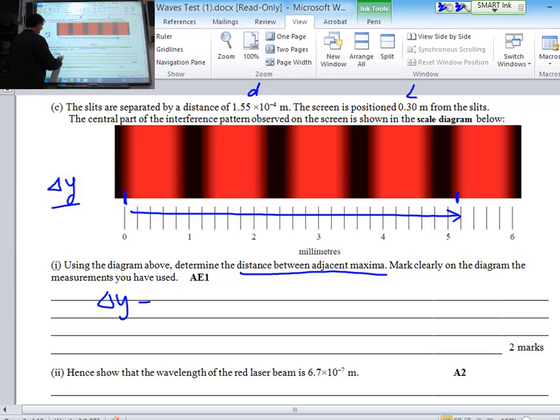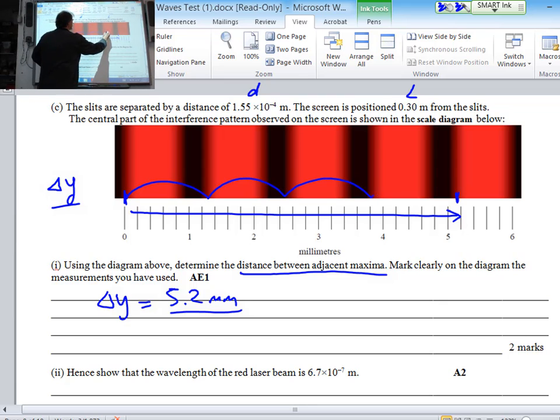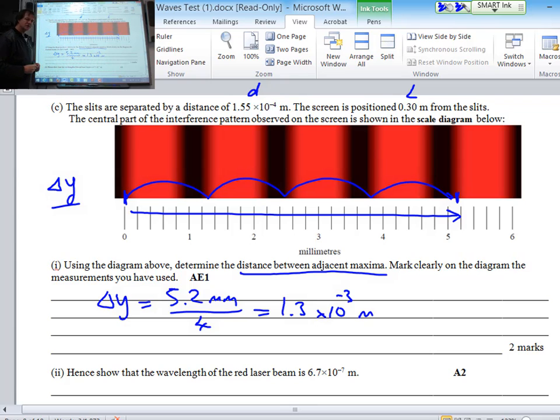And delta Y is 5.2 millimetres. Now, that's the total distance. You're going over 1, 2, 3, 4 fringes though. So for one fringe, you're going to divide that by 4. So you're going to get 1.3 millimetres, or 1.3 by 10 to the minus 3 metres if you like. So there's your fringe separation, delta Y.